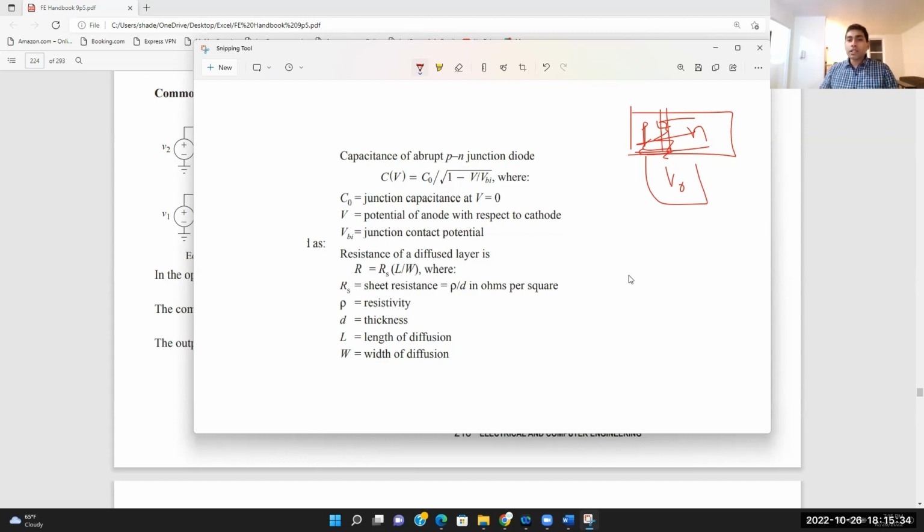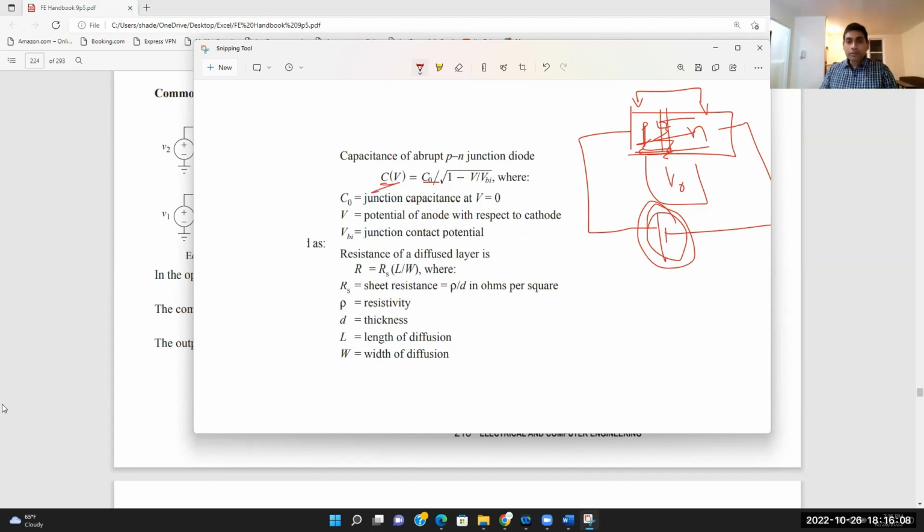The next question would be, obviously, there is also a capacitance between the PN junctions. So it's not just a voltage, there's also a capacitance between those. How exactly are we supposed to calculate that capacitance? C naught is the junction capacitance at zero. Now, this capacitance would obviously vary depending on how much voltage you're applying to it. The amount of voltage you apply is going to affect the capacitance.